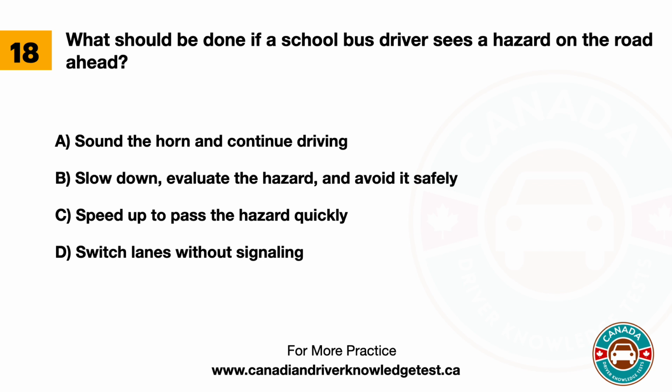Question 18. What should be done if a school bus driver sees a hazard on the road ahead? A. Sound the horn and continue driving. B. Slow down, evaluate the hazard, and avoid it safely. C. Speed up to pass the hazard quickly. D. Switch lanes without signaling. The answer is B. Slow down, evaluate the hazard, and avoid it safely.